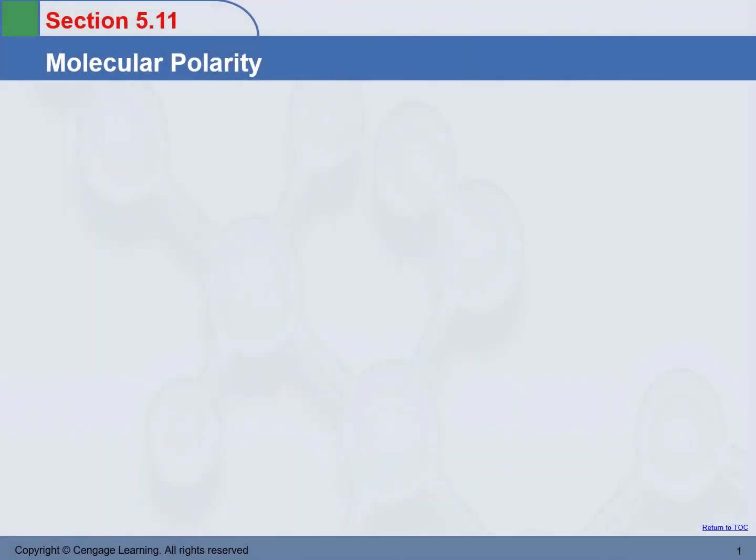Molecular polarity. Molecular polarity is probably the most challenging topic in this chapter. However, if you do understand the molecular geometry and the bond polarity, it will not be that challenging for you. I would like to remind you, if you are not very good at molecular geometry, you may want to go back and review that section again before you proceed with this lecture.